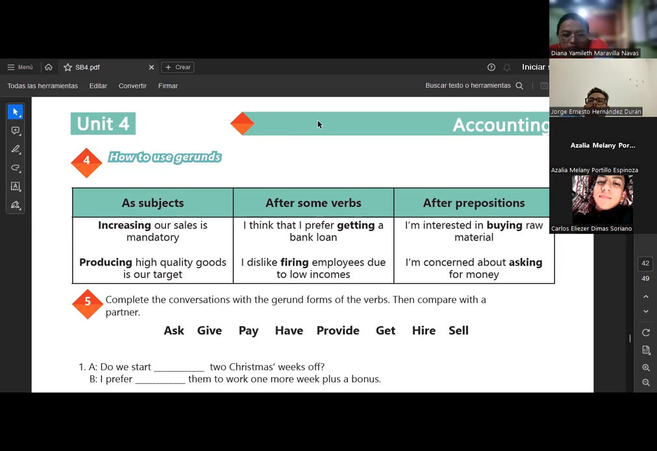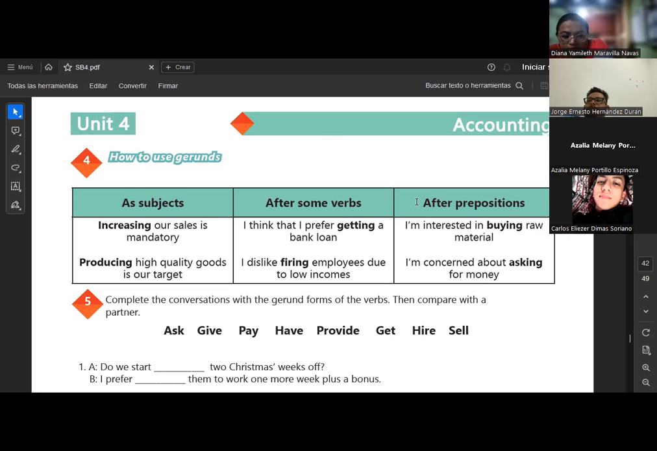Let me see, Jorge. After some verbs. I think that I prefer getting a bank loan. I dislike firing employees due to low incomes. Okay, I think that I prefer getting a bank loan. I dislike firing people due to low incomes. Firing, incendiar. All right, thank you for reading.